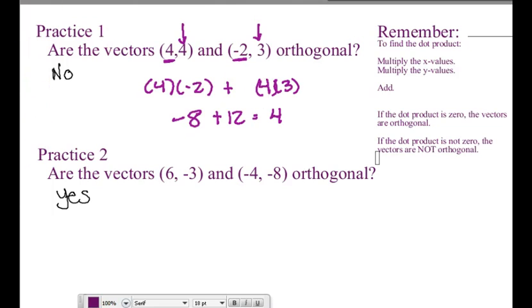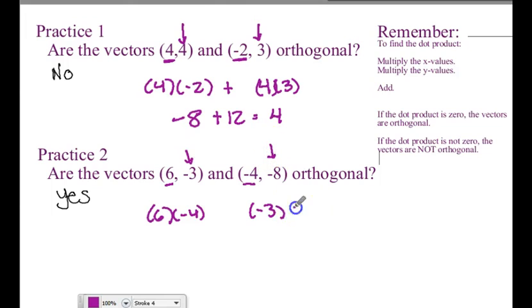In the case of the second one, I multiplied the x values. That's 6 and negative 4. I multiply the y values, negative 3 and negative 8. Add them up. So when I multiply the 6 times the negative 4, it gets me negative 24. Negative 3 times negative 8 is positive 24. Add them up, I get a value of 0. If the dot product is 0, the vectors are orthogonal, so yes, these vectors are orthogonal.